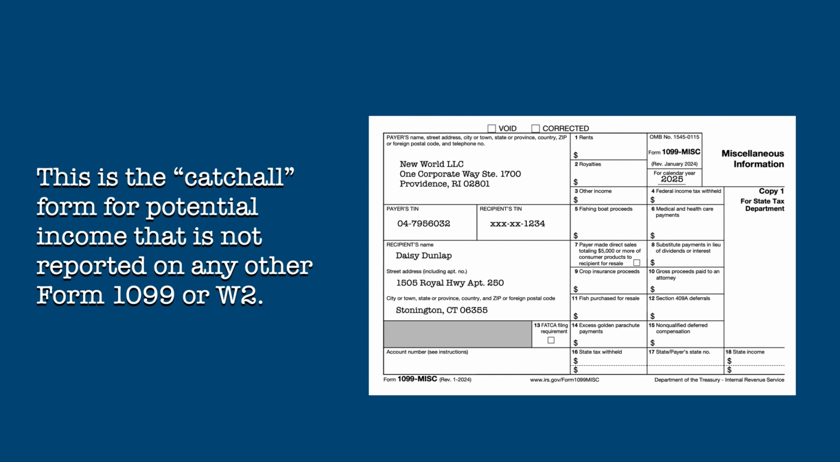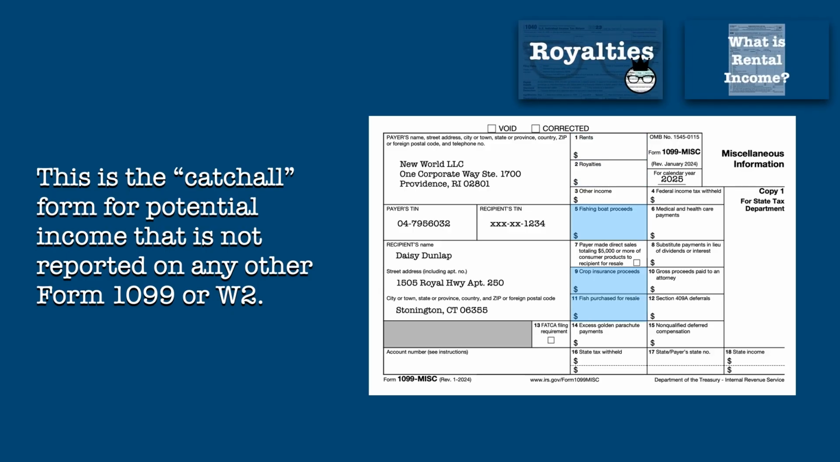Form 1099-MISC, Miscellaneous Information. This is the catch-all form for potential income that is not reported on any other Form 1099 or W-2. You might receive this form if you rent property, license your intellectual property, are a farmer or fisher, have a medical or healthcare practice, or if you receive other income that is not reported on any other form.